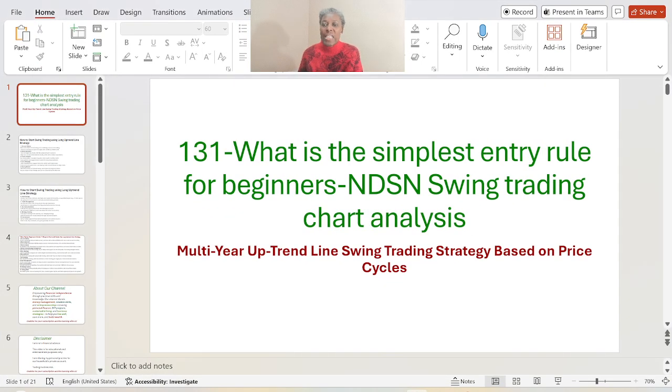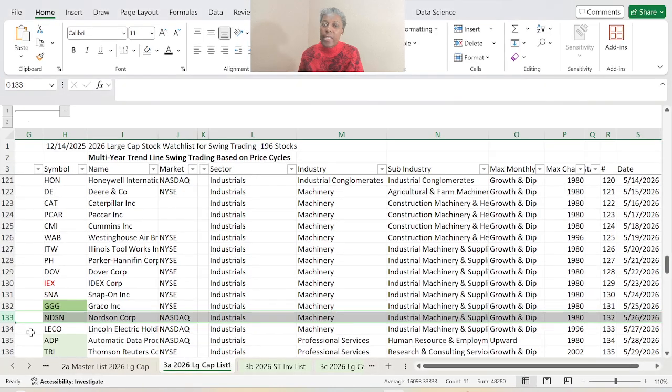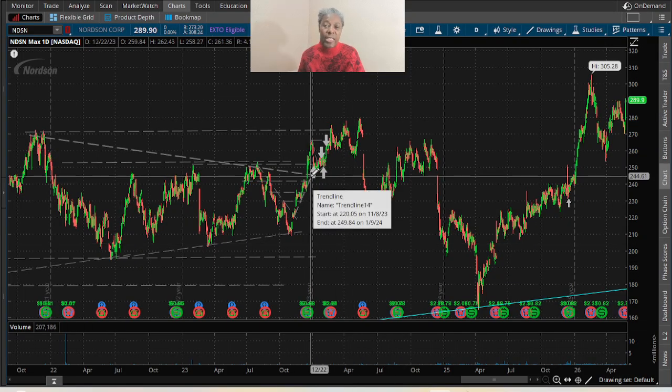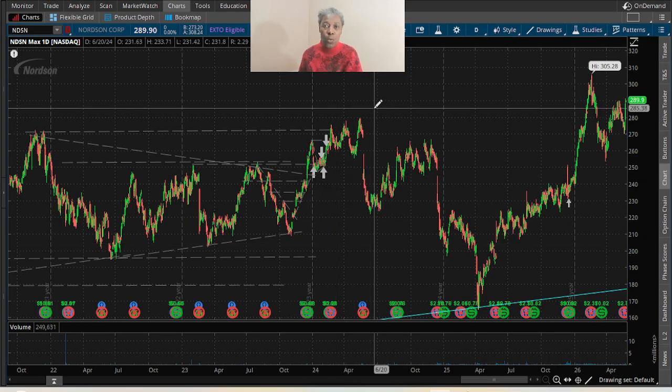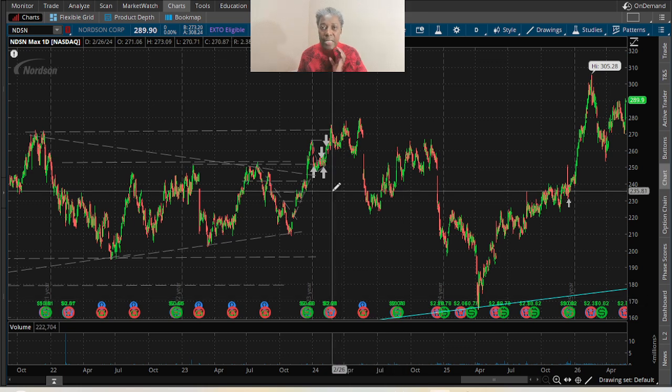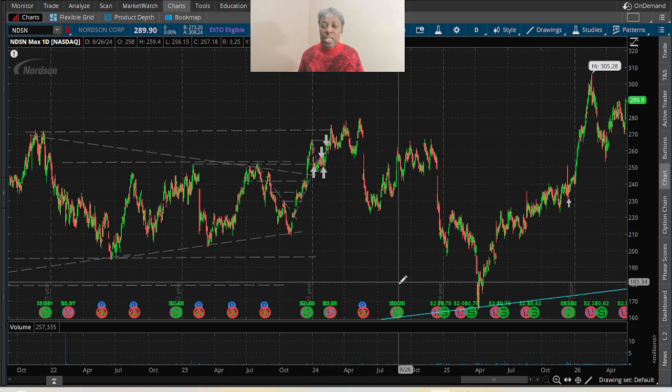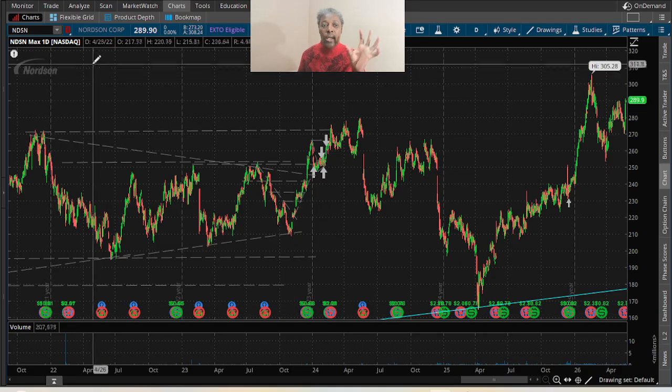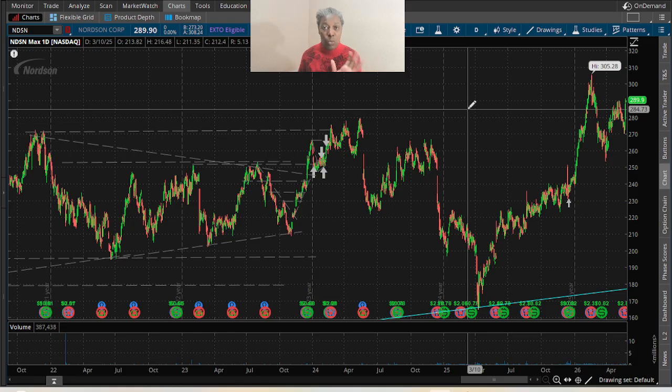Hello, what is the simplest entry rule for beginners? Let's take an example of NDSN as of May 26, 2026 to explain the simplest rules that I follow as a beginner swing trader. Because I use a long uptrend swing trading strategy, the simplest rule that is working for me is to first find stocks that work well with the strategy I'm using.